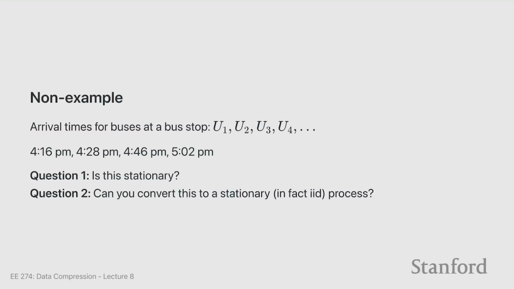Okay, let's quickly look at a non-example. I guess I told you the answer, but say you're at a bus stop, which is reasonably regular. Buses arrive at roughly 15-minute frequency, and let's say these are the bus timings: 4:16, 4:28, 4:46, 5:02. Is this sequence of bus arrival times a stationary process? It is definitely random, because buses have some randomness in when they exactly arrive. But is it IID, first of all? Is it stationary?